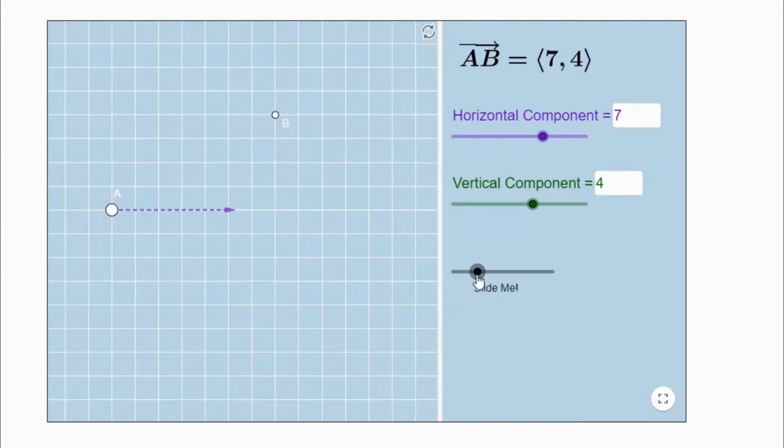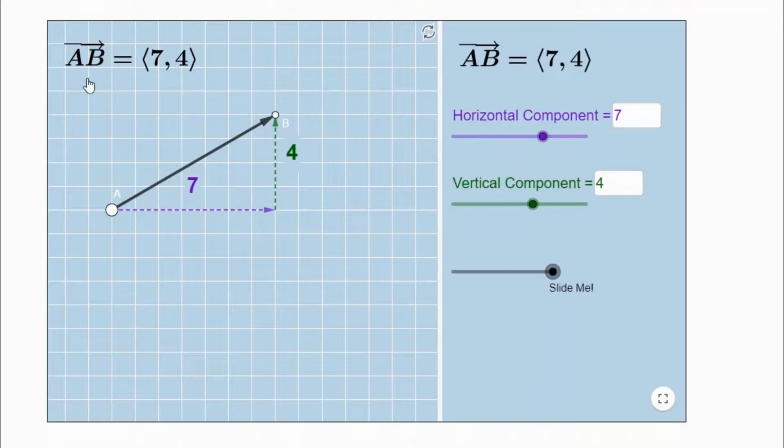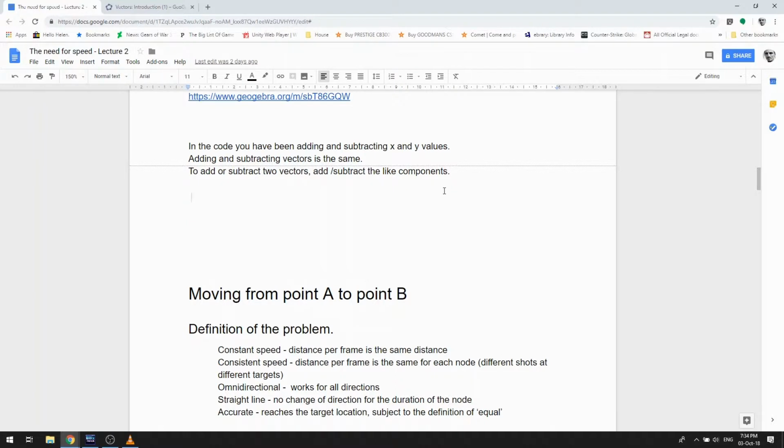And we can see how this is made up. A 7 units, B 4 units, and then we have a distance, the vector AB. So in the code, you have been adding and subtracting the y values, and you have probably understood that you need to do a set of instructions. The algorithm needs to act on both of those components inside the vector. So when you're adding two vectors together, you have to add both of the x values together and both of the y values together. When you're subtracting vectors, you have to subtract the x from the x and the y from the y of the relative vectors.